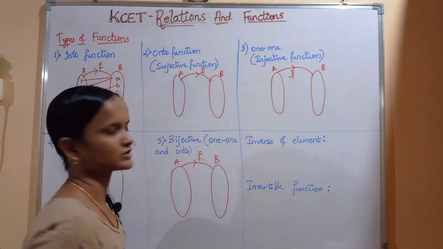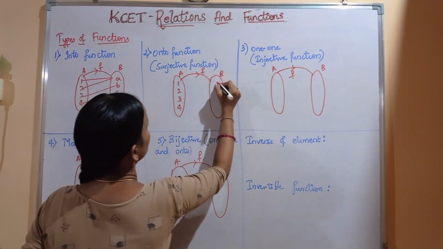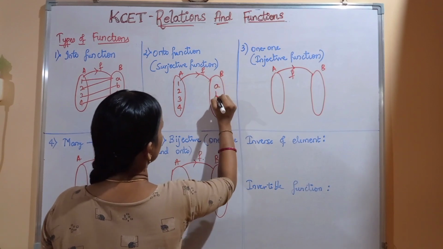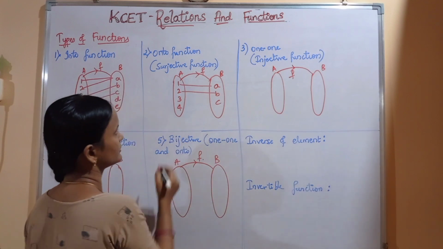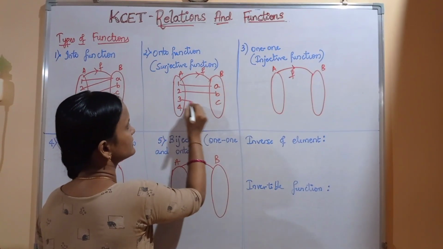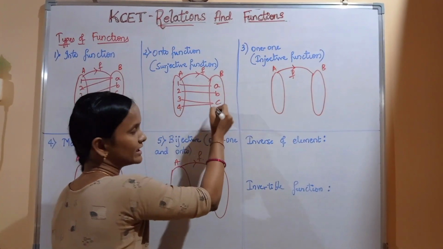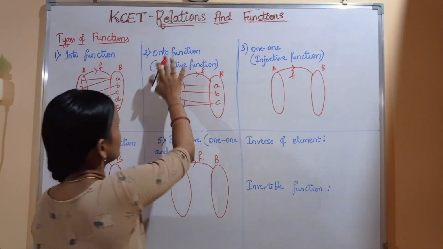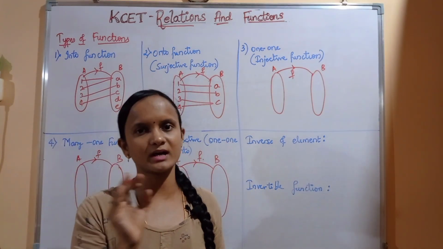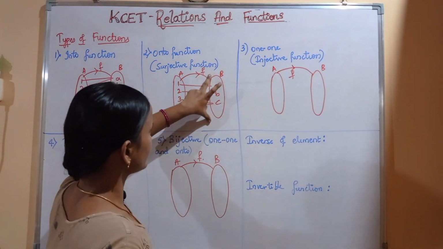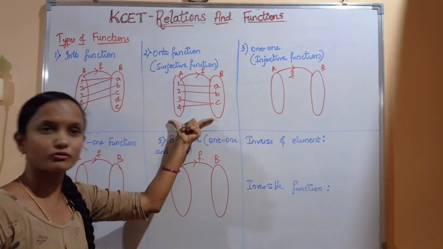Next comes the onto function. Let us consider the elements of set A as 1, 2, 3, 4 and set B as A, B, C. 1 is mapped to A, 2 is mapped to B, 3 is mapped to C and 4 is mapped to C. In an onto function, the codomain and the range are both the same. The whole codomain itself is mapped. Then we say that the given function is an onto function.